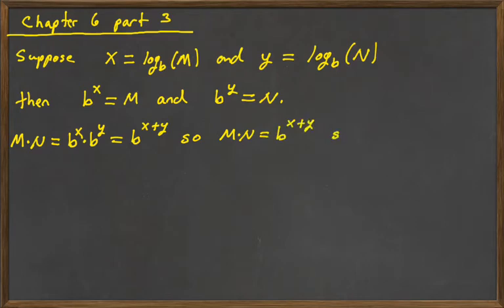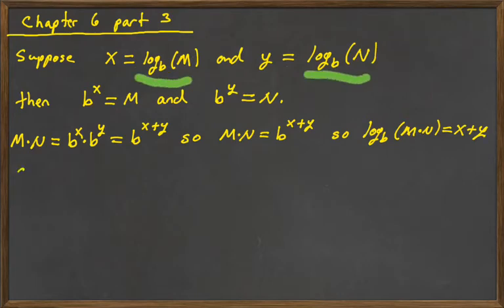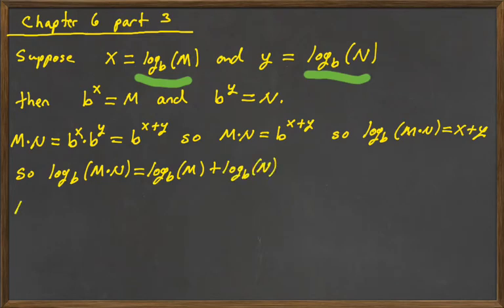And then we're going to go ahead and rewrite this. So the base is b, and mn is going to go inside the logarithm, and that's going to be equal to the exponent of x plus y. So we're just rewriting that. Okay. But at the top here we have x is log base b of m and y is log base b of n. So we're going to go ahead and make that substitution. So we have log base b of m times n is equal to log base b of m plus log base b of n. And that's what's called our product rule.